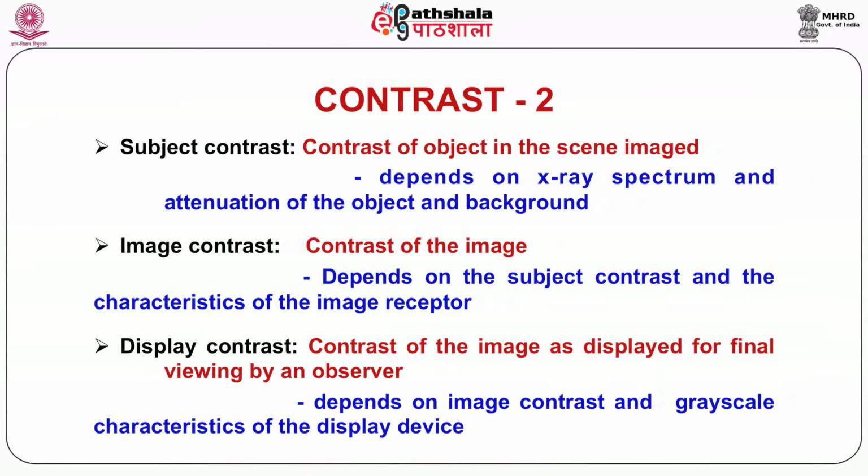Subject contrast is defined as the contrast of the object in the scene being imaged, and it depends on the X-ray spectrum and the attenuation of the object and background. Image contrast depends on the subject contrast and the characteristic of the image receptor, that is the detector. The contrast of the image as displayed for final viewing by an observer is display contrast, which depends on the image contrast and the grayscale characteristic of the display device.